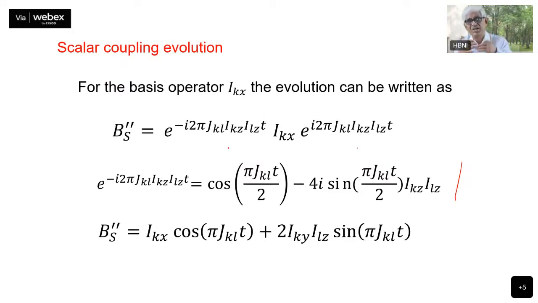One should know how to do it. Once you know how to do it, of course you can take it as an exercise, do that exercise and prove this formula. But this is the useful formula here. Under the influence of the coupling Hamiltonian, the Kx operator develops as I_kx cosine(pi J_kl t), but notice it generates an anti-phase magnetization of the K spin with respect to L. The in-phase magnetization remains as Kx, and I also get a term which is the Y magnetization anti-phase with respect to L, with the coefficient sine(pi J_kl t).